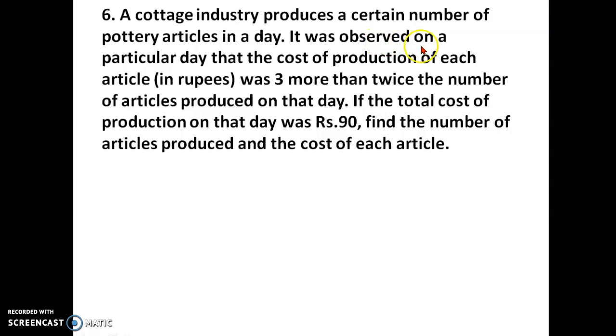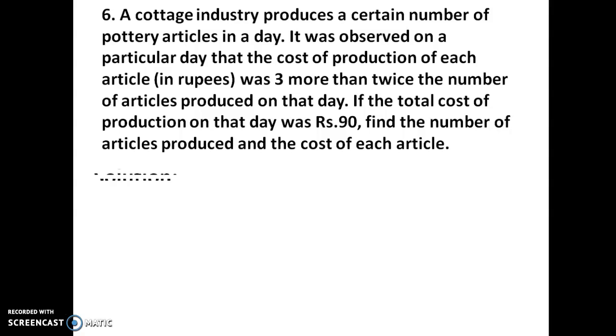Sixth problem. A cottage industry produces a certain number of pottery articles in a day. It is observed on a particular day that the cost of production of each article in rupees was 3 more than twice the number of articles produced on that day. If the total cost of production on that day was rupees 90, find the number of articles produced and the cost of each article.